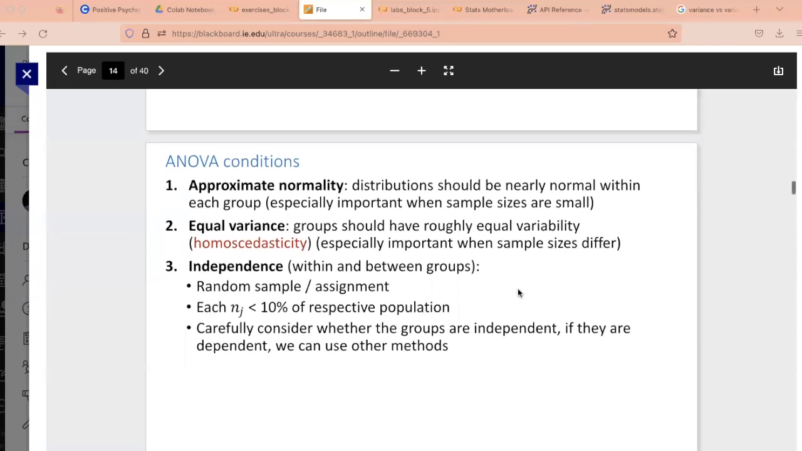So next up, you have your conditions. These are super simple. The first one is that all groups should have an approximate normality. You do this usually by testing if their histogram looks like a bell curve.